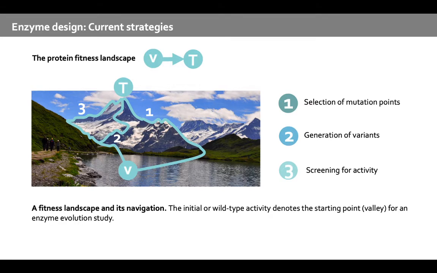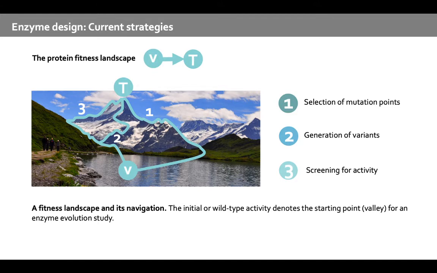Basically, all strategies for designing enzymes are composed of these three key points. First, selection of mutation points. So how these positions that are going to be mutated will be selected. Here is where the different methods differ. Then we have generation of variants. Of course, this can be done computationally, but also experimentally. And then you have the screening for activity, which is also quite key, especially when you generate a massive amount of variants.